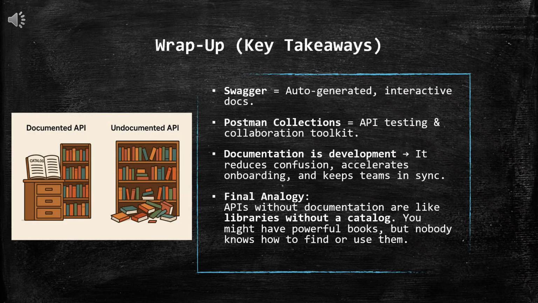To wrap up, remember these key takeaways: Swagger provides auto-generated, interactive documentation. Postman collections are your toolkit for API testing and collaboration. And documentation itself is part of the development process. It reduces confusion, accelerates onboarding, and keeps teams in sync. An API without documentation is like a library without a catalog. You might have powerful resources, but nobody knows how to find or use them.